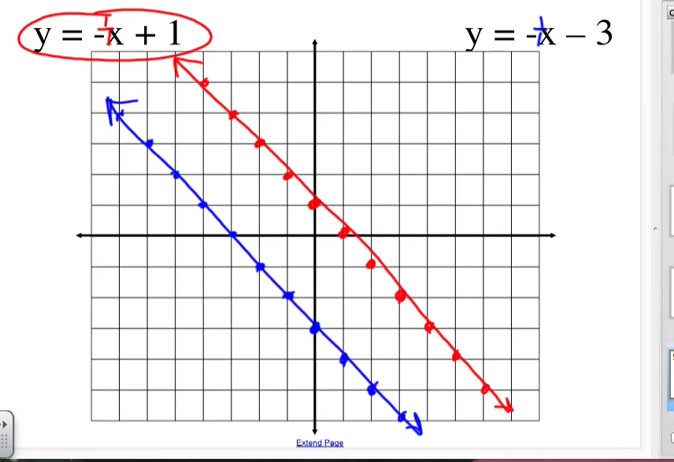Those are parallel lines. Guess what? They are never going to cross each other. There is no solution. Oops, if I could spell. How about this? That's better. Never do these lines cross each other. There is no solution for this system of equations.